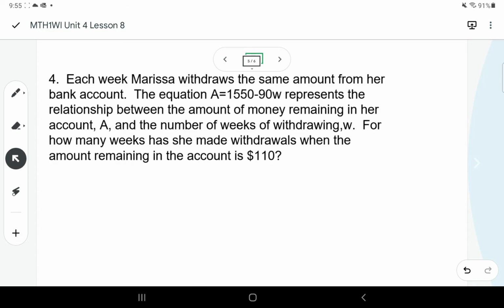Each week, Marissa withdraws the same amount from her bank account. Here's an equation that represents the amount of money in her account, which is A, and the number of weeks of withdrawing money, which is W for weeks. For how many weeks has she made withdrawals when the amount remaining is $110? So you guys can pause this and give this question a try, and then unpause the video when you're ready to check your answer.